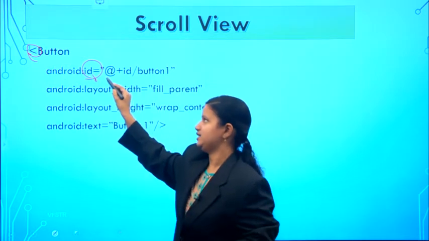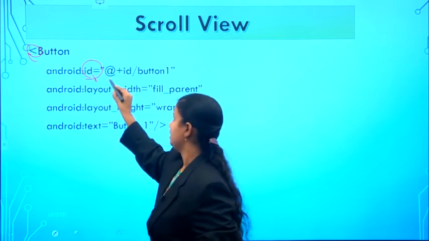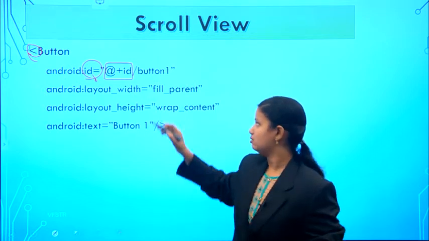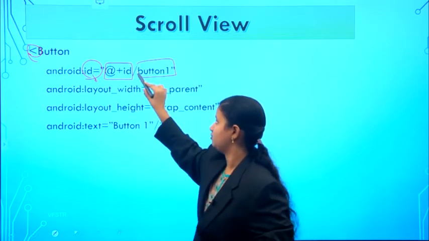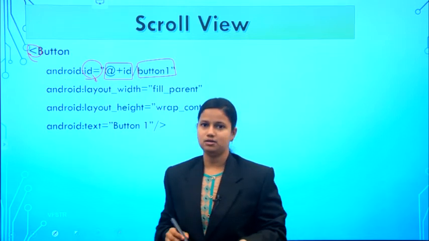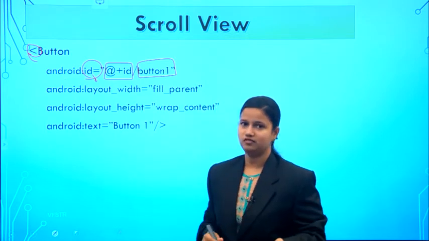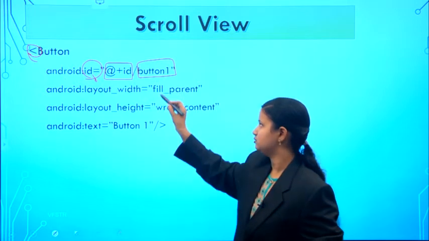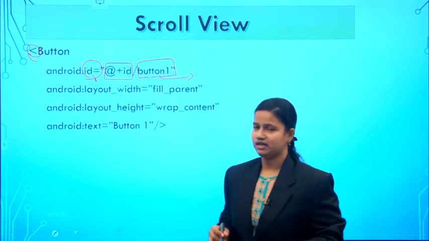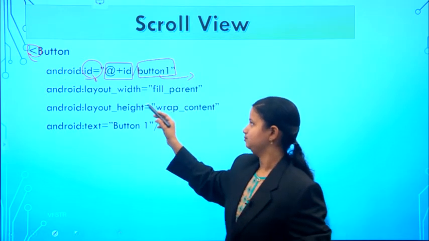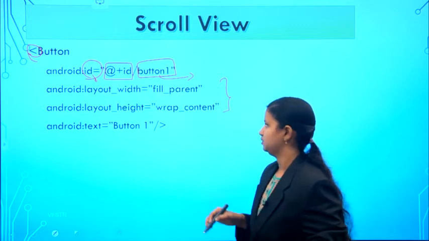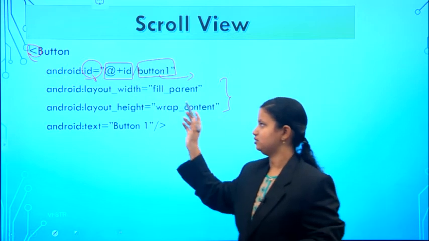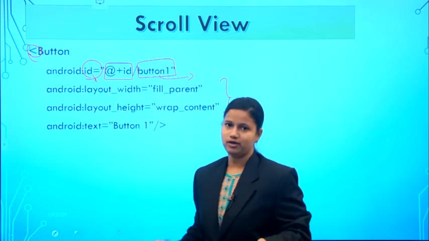So what is the ID? Each and every ID starts with the keyword @+id. After that, we specify the ID of that button, which is button1. Why? Because this is the first button we implemented in the application, so I am giving the ID of the button as button1. And after that, what is the size of the button? How much size will be displayed in your user interface? That is decided by the layout width and layout height properties.